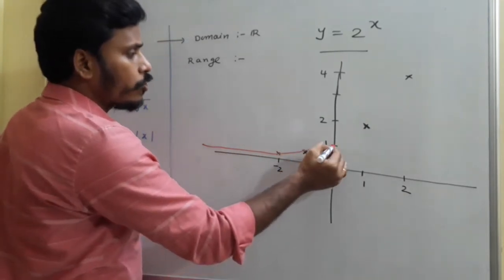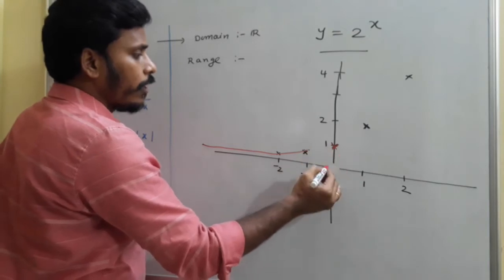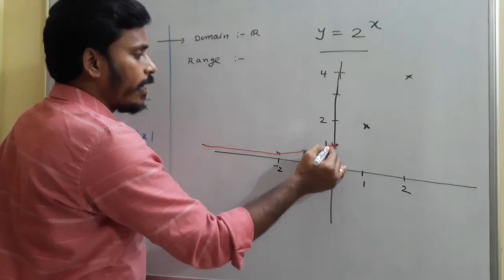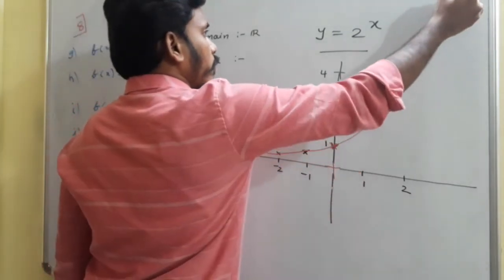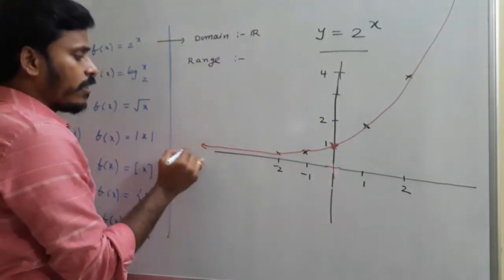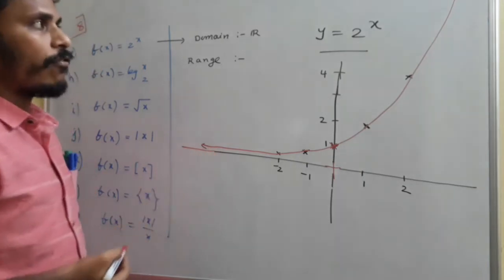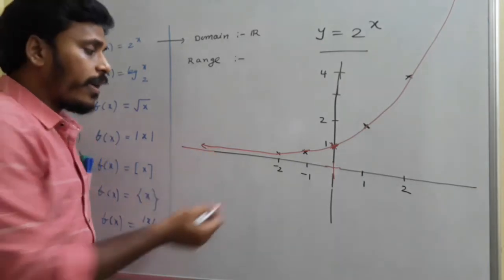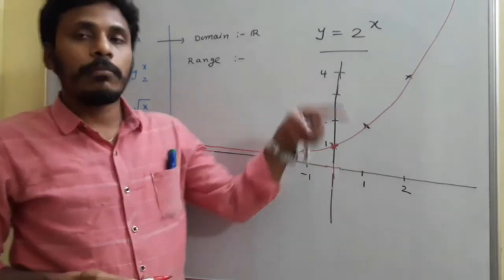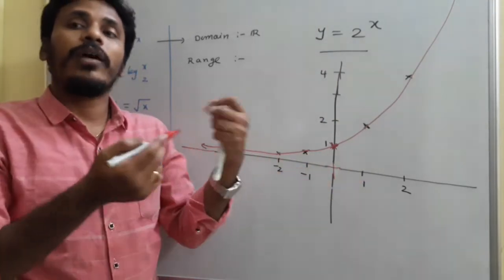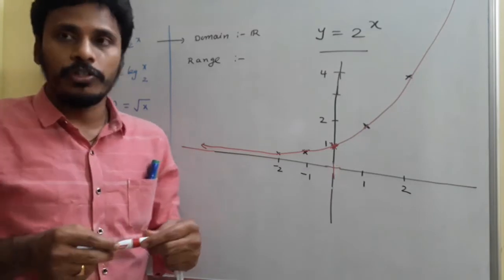At x is equals to 0, it is 1, right? If you replace x with 0, you will get the point as 1. This is the rough sketch of the graph y is equals to 2 power x. Take any negative number in the place of x or positive number in the place of x, always the result is only positive.